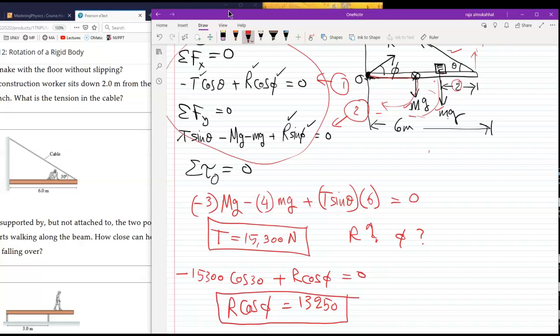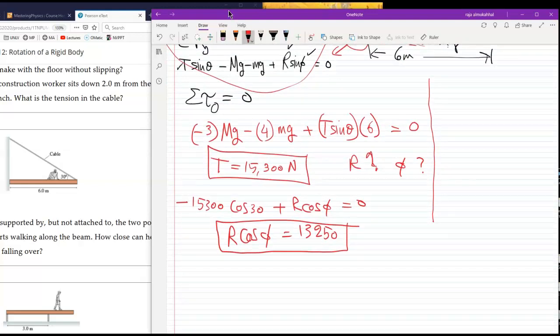Okay. Now let me do the same thing with the other one, right? I'll go up vertically. Now the second one, which is right here, I'm going to do the same thing. So that's going to be 15,300 sine 30, which is half, minus mg. So that's going to be, what is it? What is mg? 1450, and this is 80, all of that times, I'll make it plus, times g, plus R sine phi equals 0. Let me calculate that very quickly.